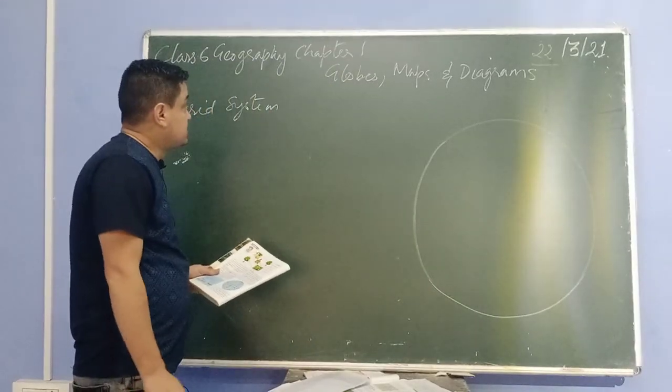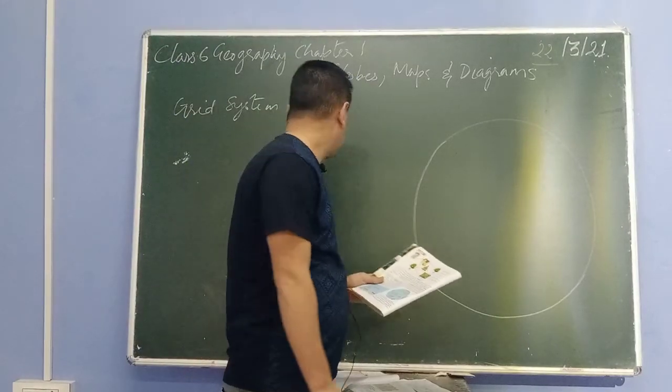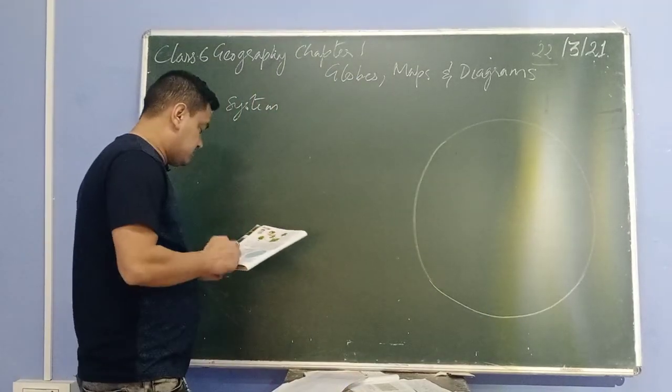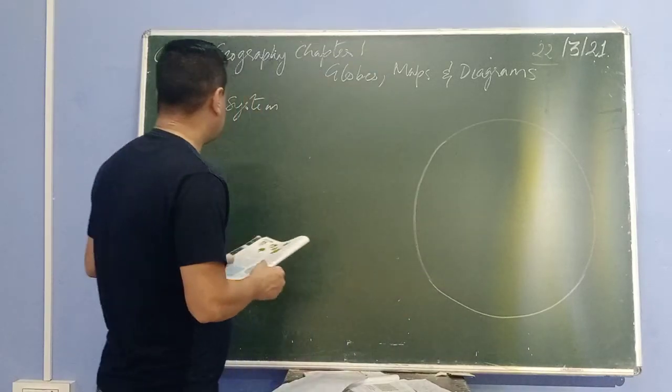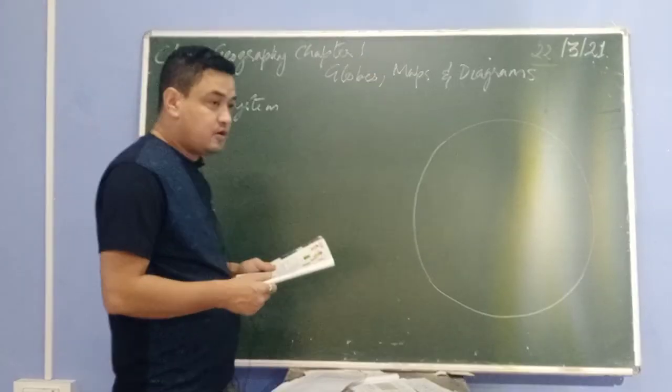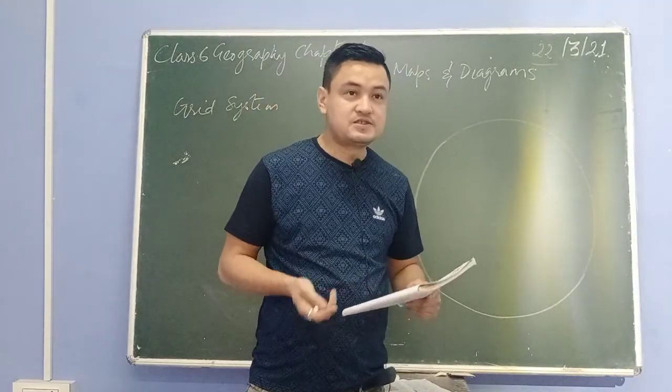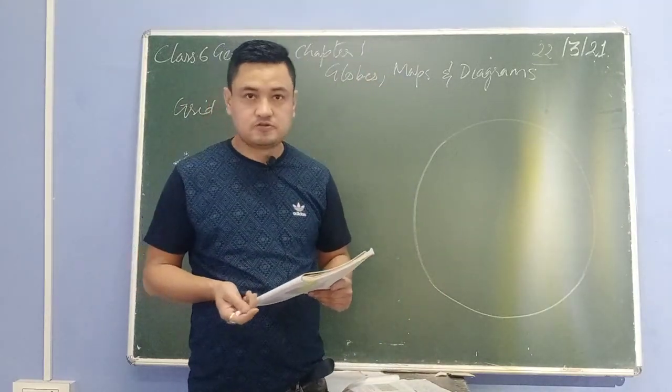So this video is on chapter 1, Globes, Maps and Diagrams. We are continuing the elements of a map, and today we are going to study the grid system. So what is a grid system? Grid system means latitudes and longitudes in simple words.